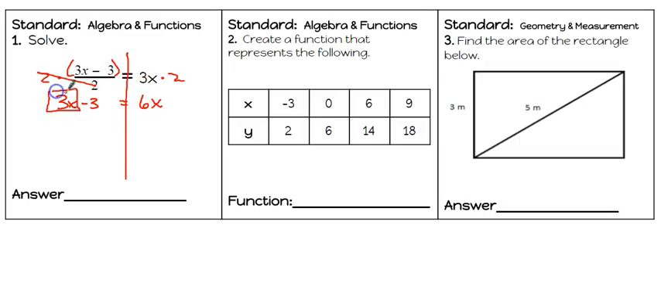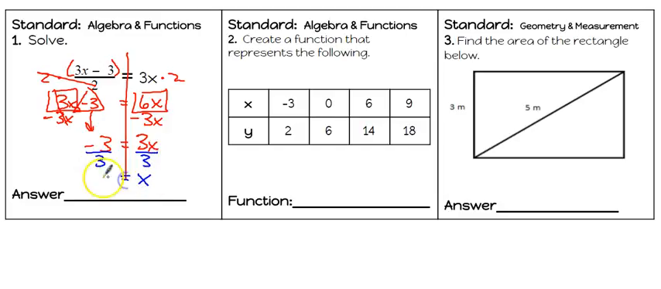We're going to identify our terms. We're going to subtract 3x from both sides. This cancels. We bring down our negative 3, and that equals positive 3x. So what that would leave us with, after we divide both sides by positive 3, is x being equal to negative 1. Our answer is x equals negative 1.